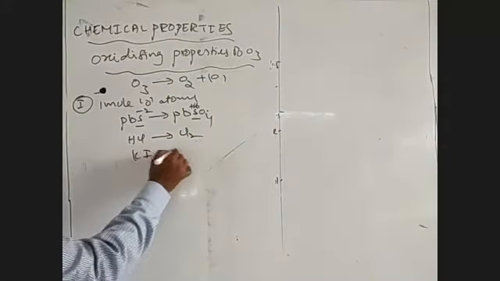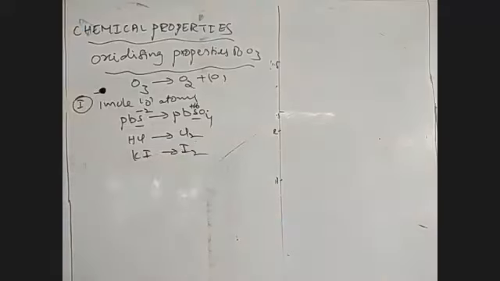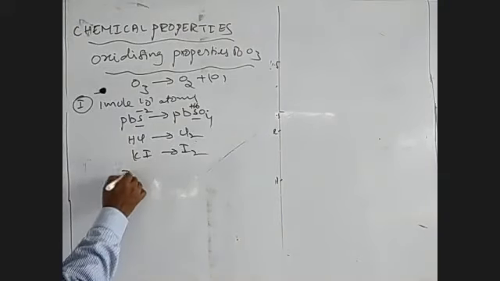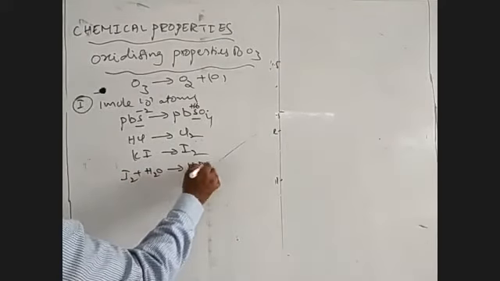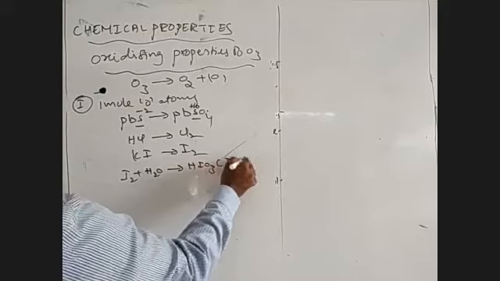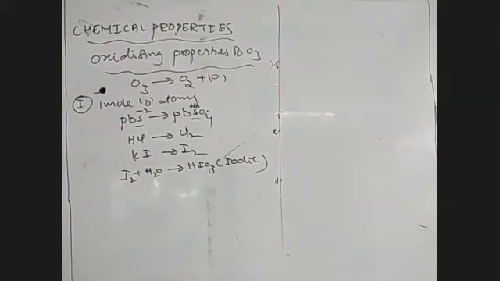Potassium iodide, KI, is also oxidized to I2. Moist iodine, I2 plus H2O, changes into HIO3, which is called iodic acid. Moist iodine reacts with ozone to form iodic acid, that is HIO3.